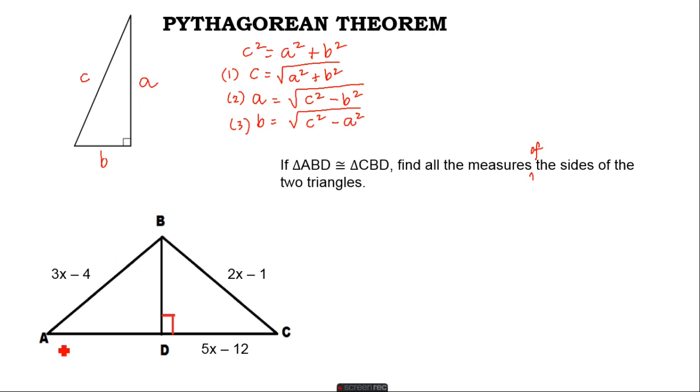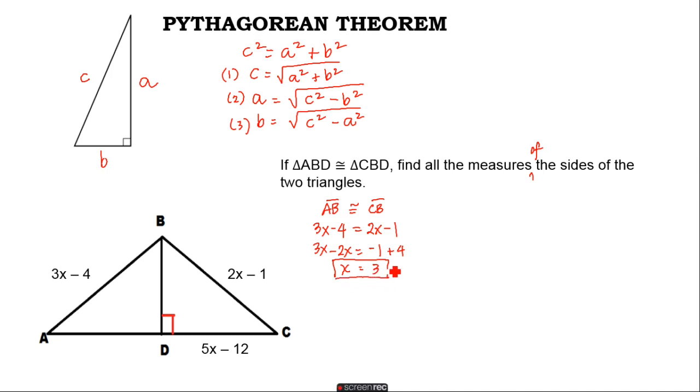Now, we know for a fact that side AB is congruent to side CB. So line segment AB is congruent to line segment CB. We say that these two sides are equal, so we can get the two sides, 3x minus 4, and equate it to 2x minus 1. We do some algebra. So, transpose: 3x minus 2x is equal to negative 1 plus 4. 3x minus 2x is x, then equals negative 1 plus 4 is 3. So we have the value of x, which is 3.